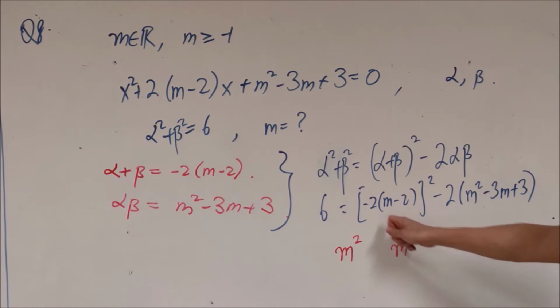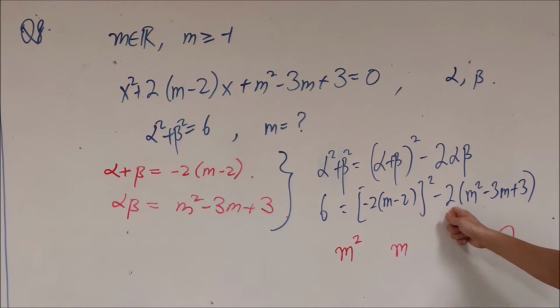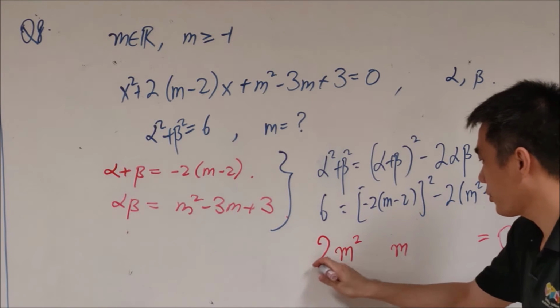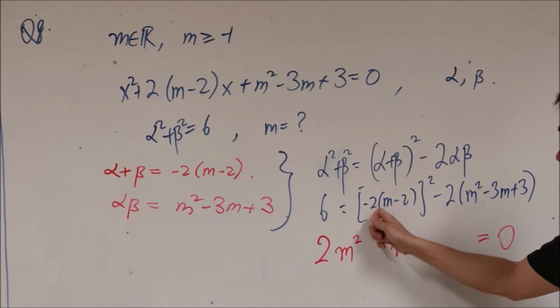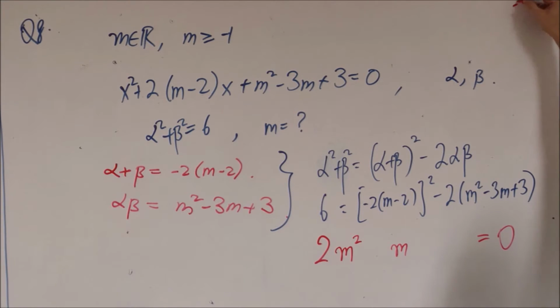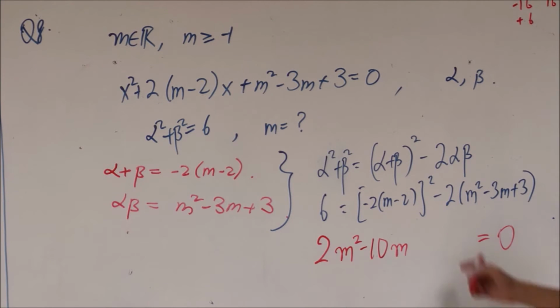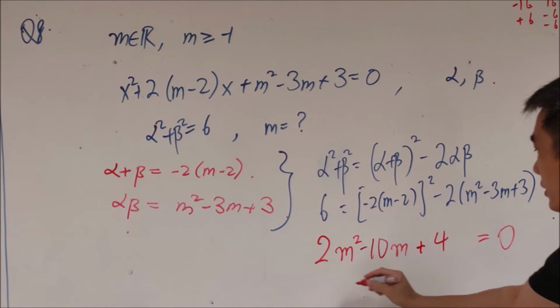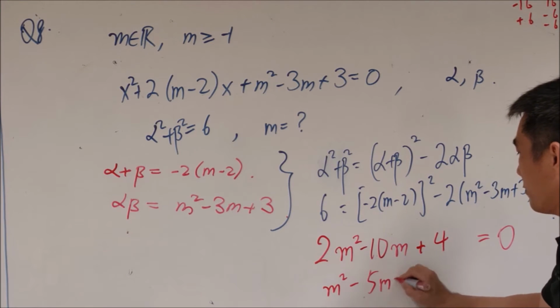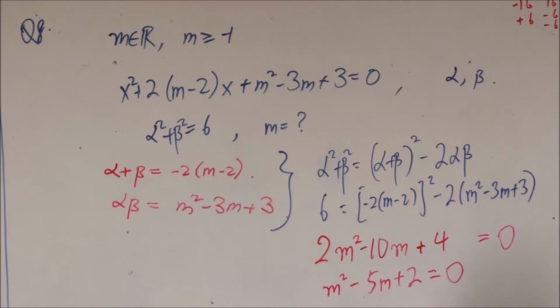For m squared, I have 4 minus 2, that's 2. So m squared is 2. For m, that is negative 16, and this is plus 6, so it's negative 10. For the constant, this is 4 and this is positive 16, minus 6, so this would be plus 4. And this will give me m squared minus 5m plus 2 equals 0. So from here, we have two answers, 5 plus minus square root of 17 over 2.